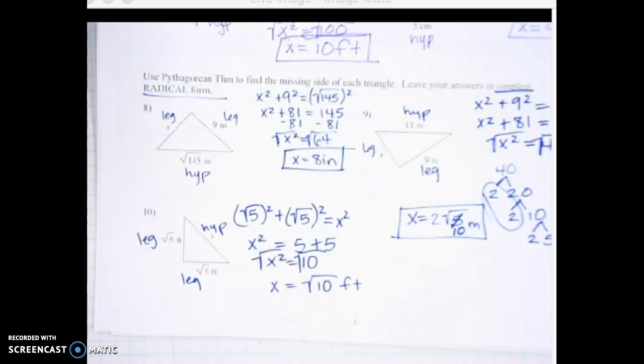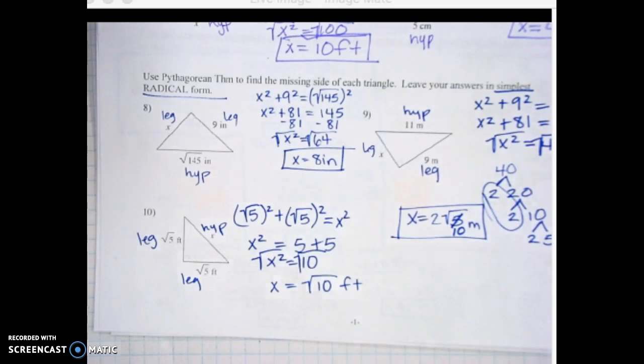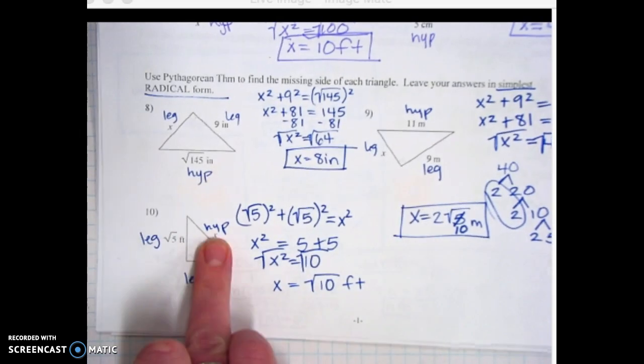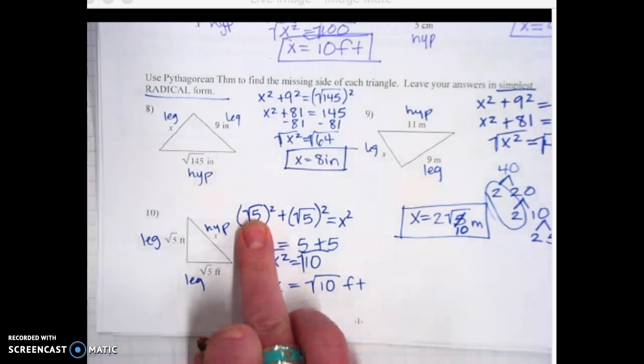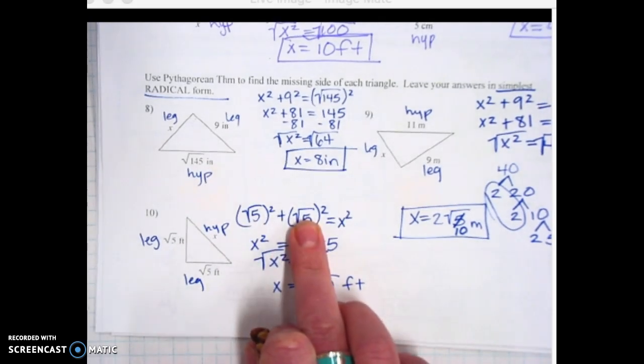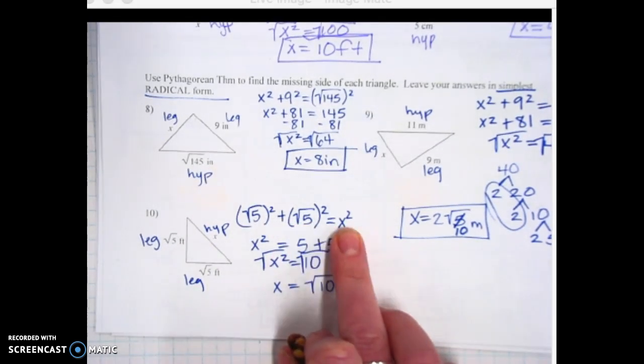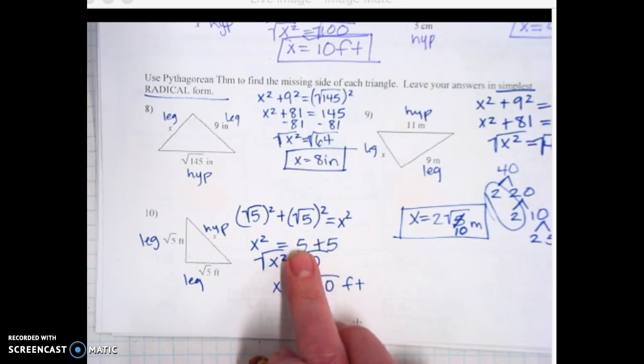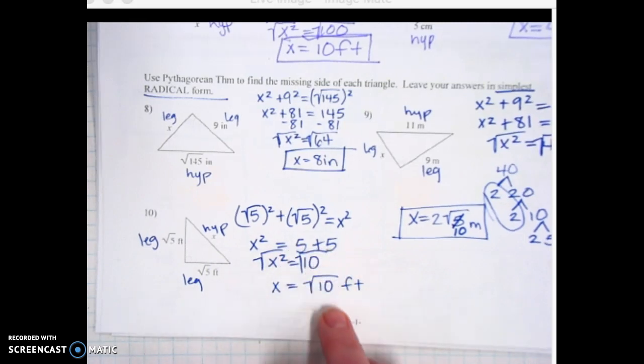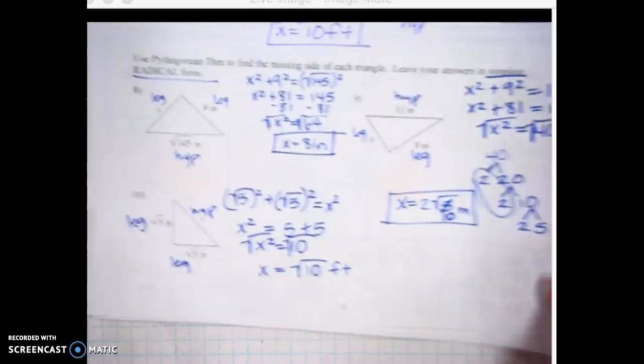All right, number 10. Here's your 2 legs, that's your hypotenuse. So you're going to have square root of 5 squared plus the square root of 5 squared equals x squared. So the square root of 5 squared is 5. Same thing here, add them together, take the square root. And then turn over to page 2.